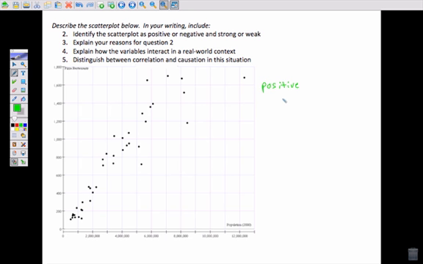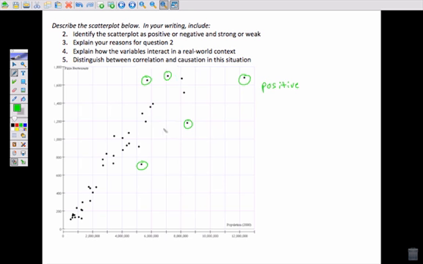Most people said this was strong. You could have said weak. If you said weak, you probably needed to point to some kind of outliers here. You could probably call this an outlier too if you wanted. It doesn't look like it quite fits the trend of the data. So you could call those outliers if you wanted to say that this was weak. You would just need to say something about these outliers.